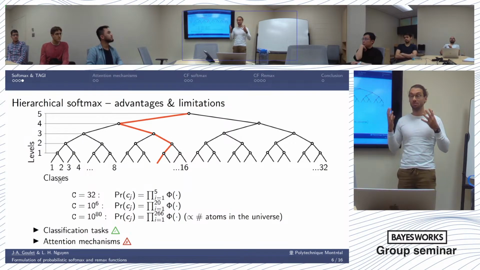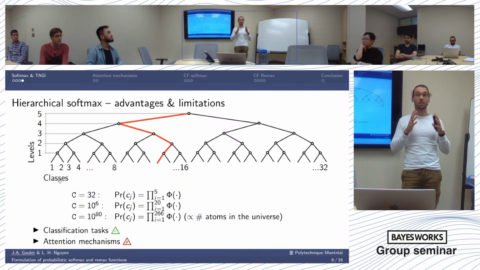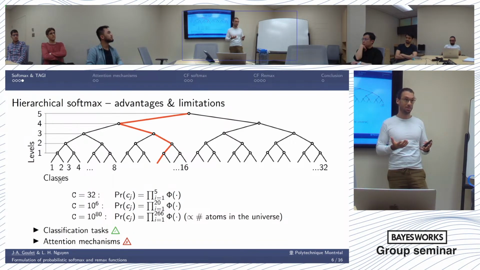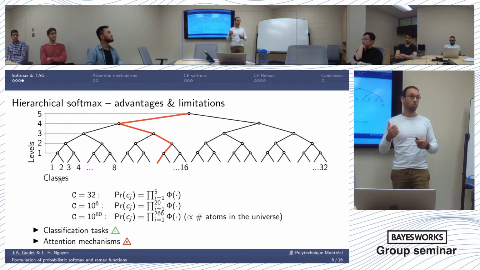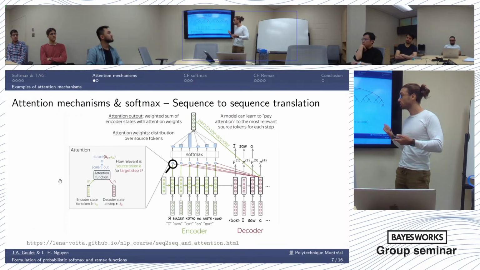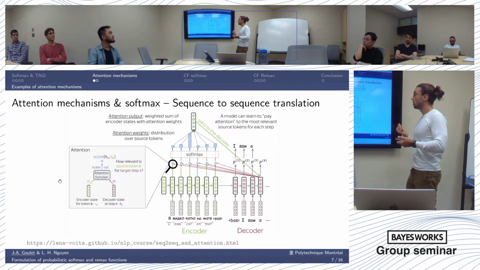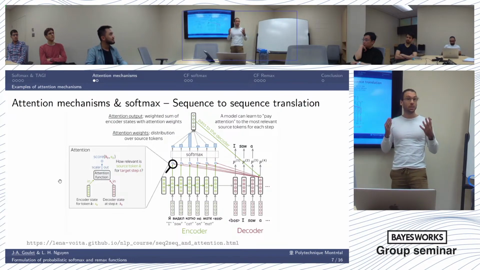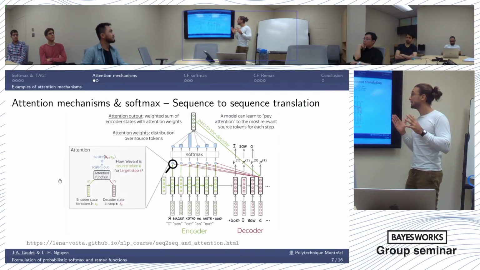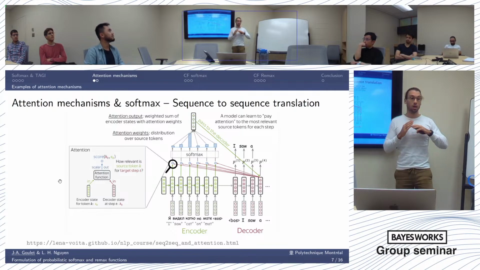However, the problem is that the hierarchical softmax is not compatible with the attention mechanism. So if we want to start using attention, we can't use that. It's not compatible. We're going to see why. So again, a little recap of how the attention mechanism works. In this case, it's about translation.